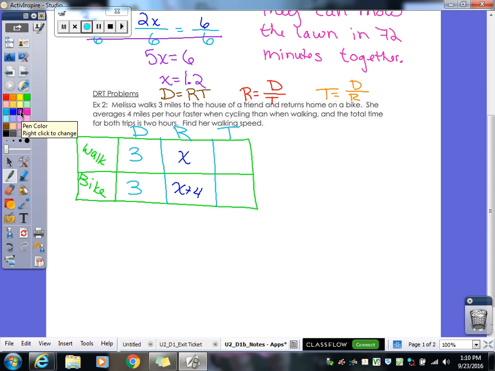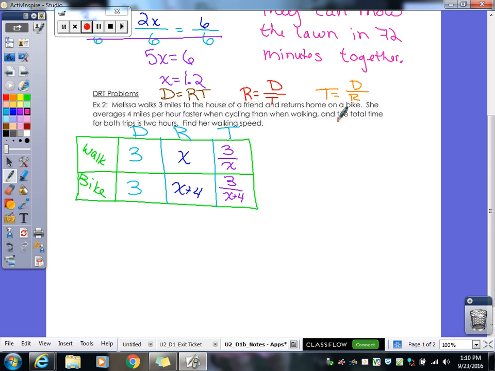It would be her walking speed plus the 4 miles per hour that she goes faster. So then to complete my table, I want to use the little formula that we did up here to rearrange it. For our time, it's distance divided by rate. So distance divided by rate. Same thing with the bike. Distance over rate. So now we got the whole table set up.